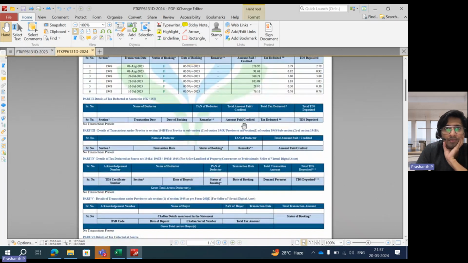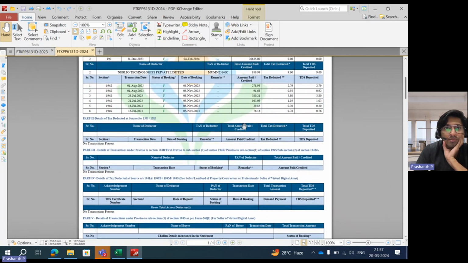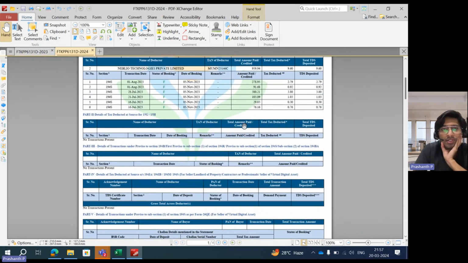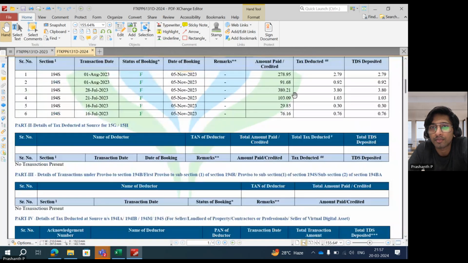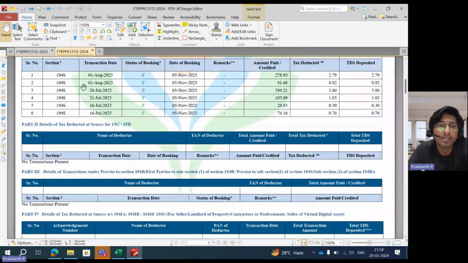Yeah. So this is one guy's 26AS. You see, he sold some cryptocurrencies in CoinDCX, right? And this is the amount which he sold. It's a very minute amount. You see, for 278 rupees he sold, his TDS got deducted at 2.79, under section 194S. What is 194S?